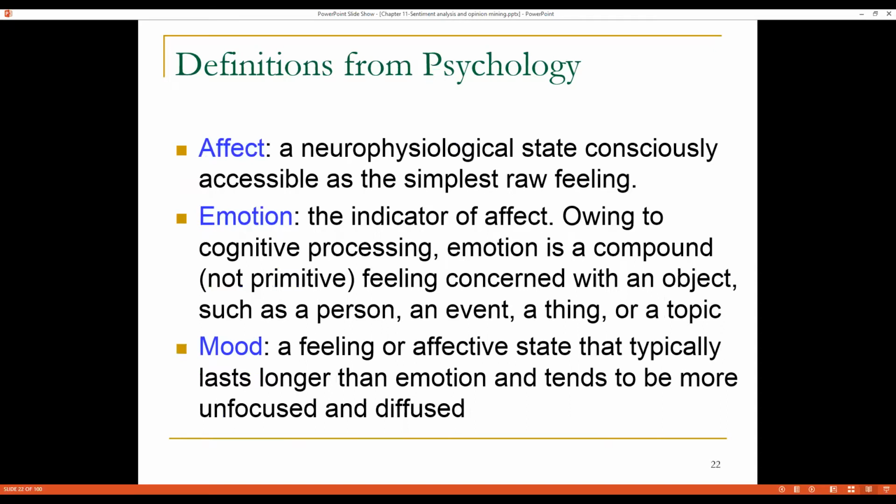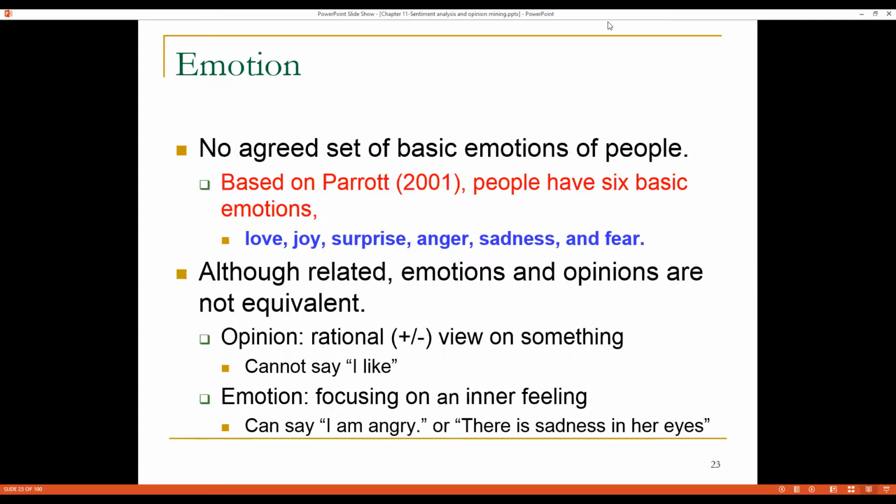The psychology definition of affect is a neurophysiological state consciously accessible as the simplest raw feeling. Emotion is the indicator of affect owing to cognitive processing. Emotion is a compound, not primitive feeling, concerned with an object such as a person, an event, a thing, or a topic. And mood is a feeling or affective state that typically lasts longer than emotion and tends to be more unfocused and diffused.